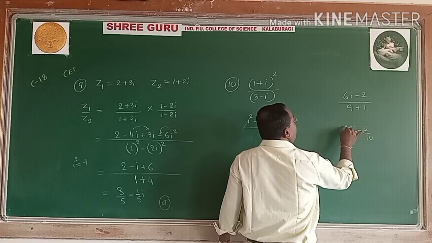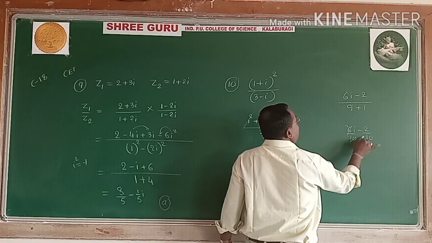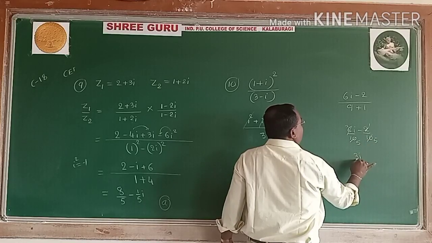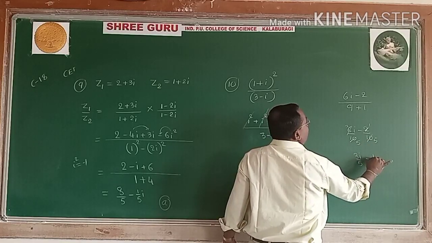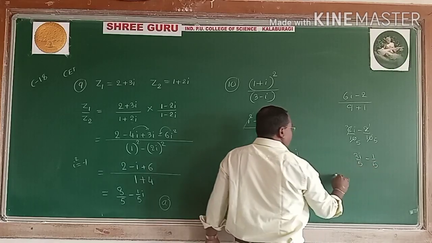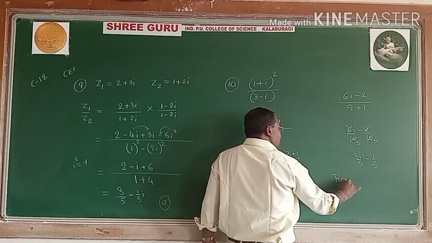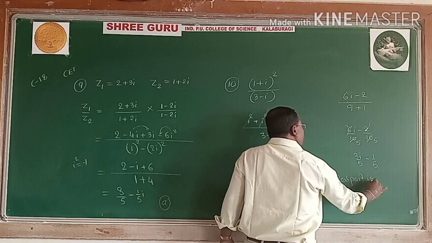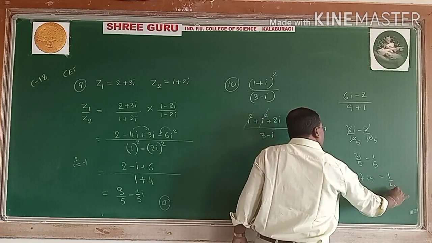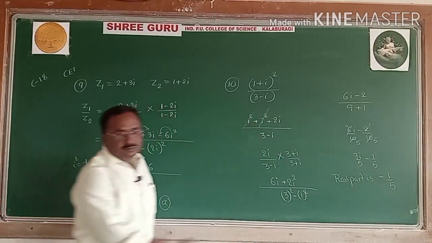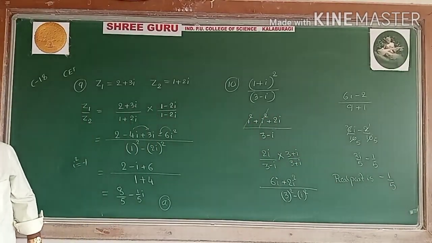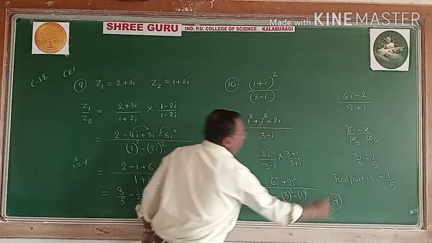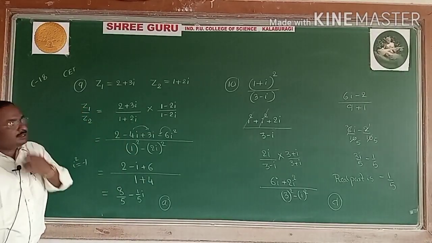So 6i minus 2 divided by 10: 2 threes are 6, 2 fives are 10, giving 3i by 5 and minus 1 by 5. Find the real part. This is the real part of this. The real part is minus 1 by 5. That is option D. Real part is minus 1 by 5.